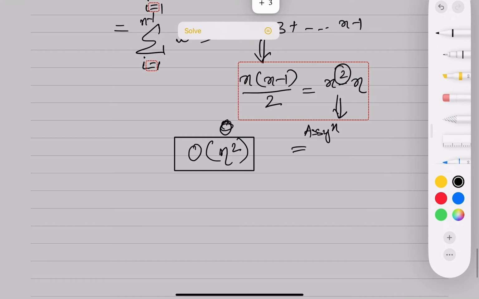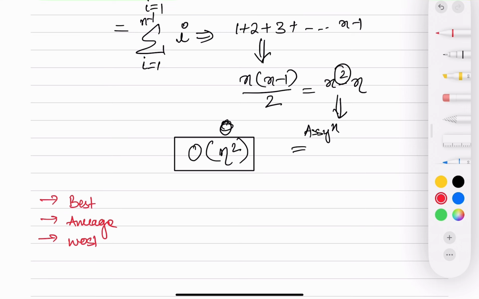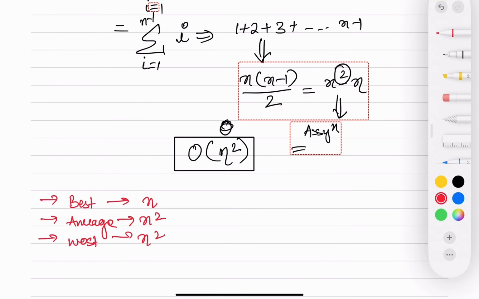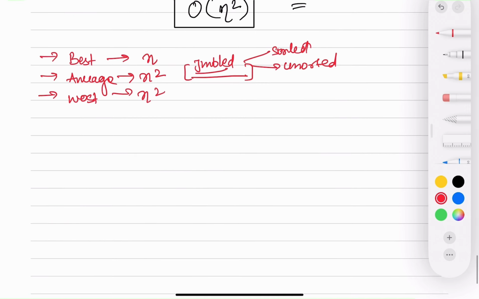So quickly we can write it in 3 points: the best case, average case, and the worst case. Here the best case was n. Here it is n square and n square, because for the average case, what we'll consider is that some are jumbled, meaning some are sorted and some are unsorted. We're going to consider it that way. Are you getting it?